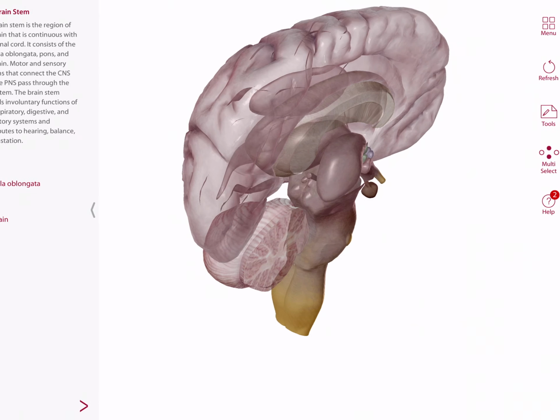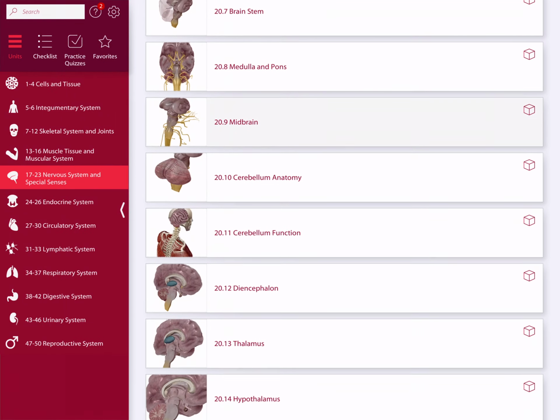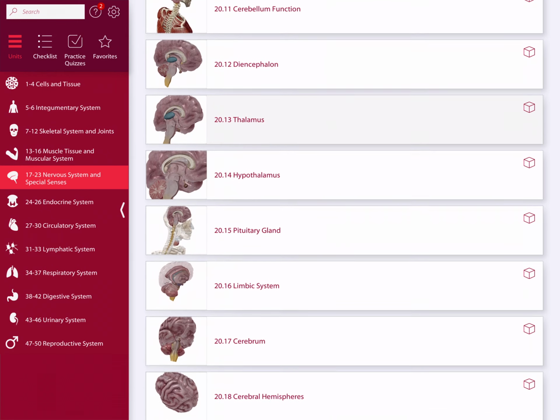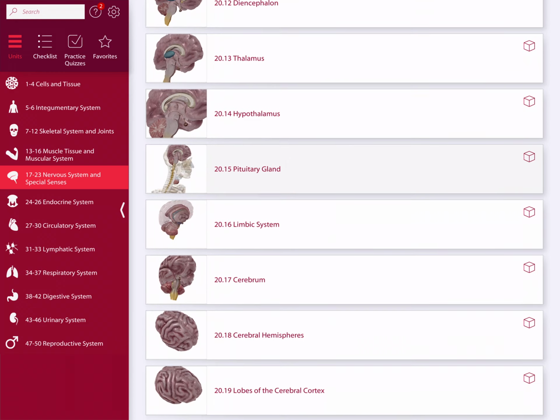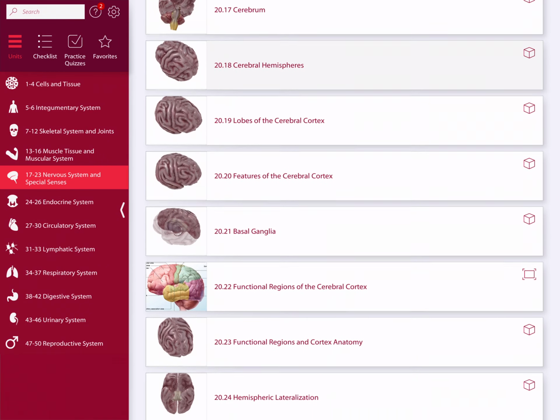Here's the brainstem itself. Brainstem, again, that's going to be your midbrain, pons, medulla oblongata, your midbrain, cerebellum. All of these are going to have different functions to them. So go through these, read the different functions, and begin to understand what their purpose is.